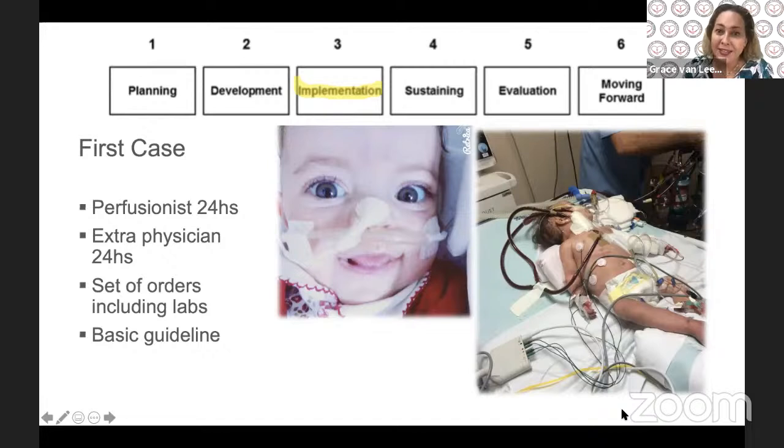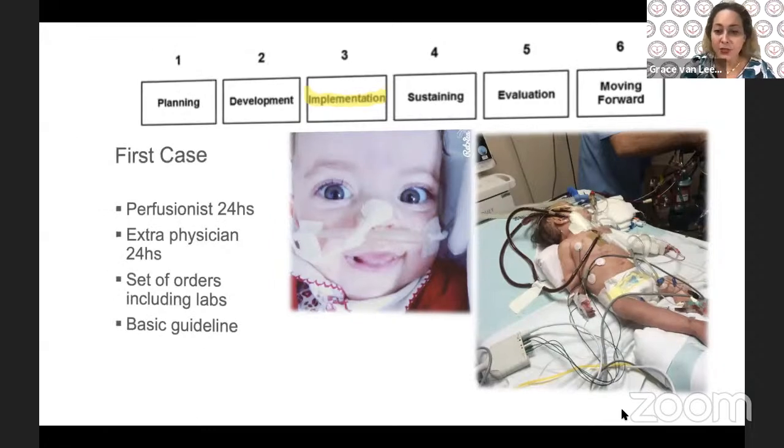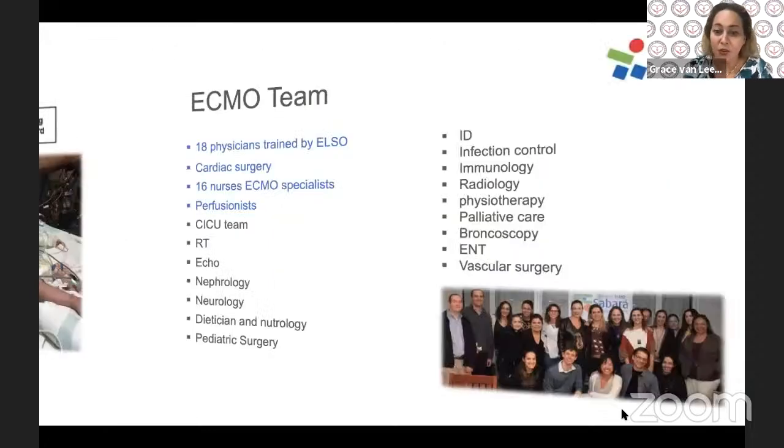And we were very lucky. I would say we were blessed by God, because our first 5 cases survived to hospital discharge with no neurological impairment. So that made the team very, very excited about ECMO and willing to learn more and to get involved with the program. So this is how the program developed.